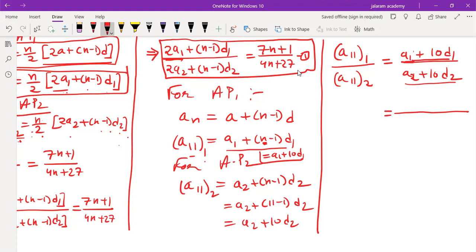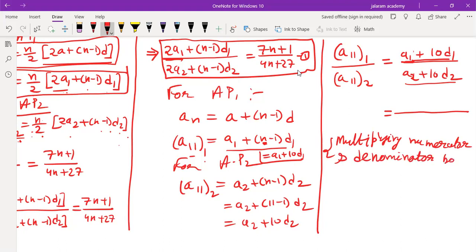Is that clear to you? So we will multiply numerator and denominator both by 2, and write the reason also. Multiplying numerator and denominator both by 2, we get 2a1 plus 20d1 over 2a2 plus 20d2.